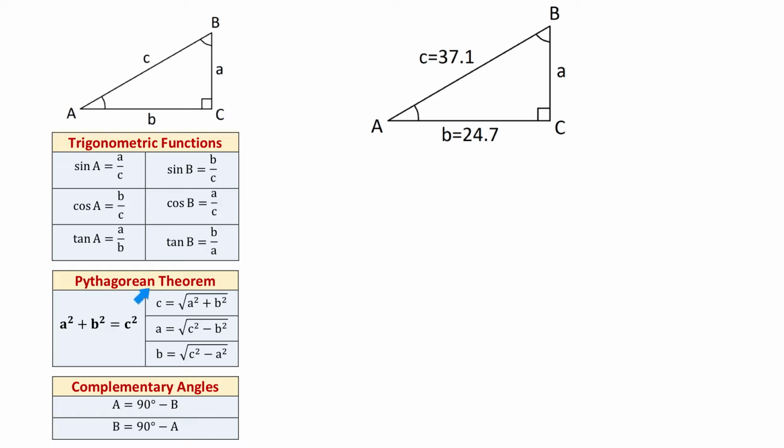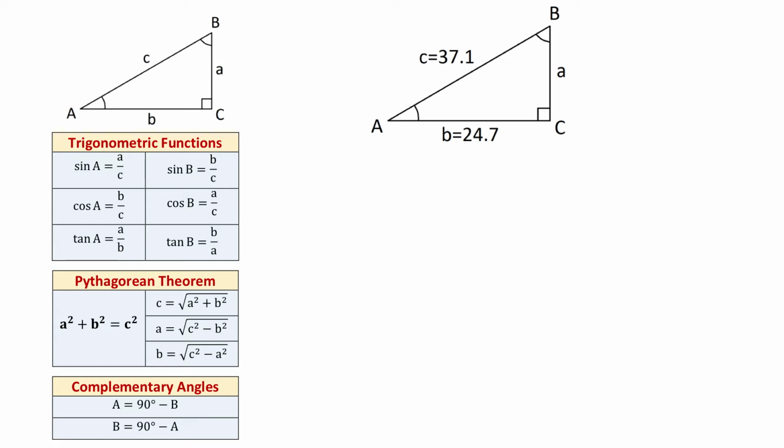Below we have the Pythagorean Theorem, and that is the sum of the squares of the legs equals the square of the hypotenuse. We can use this formula if we are given two sides of a right triangle and we want to find the third side. To find the hypotenuse C, the formula is C equals square root of A squared plus B squared. To find side A, the formula is square root of C squared minus B squared, and to find side B, the formula is square root of C squared minus A squared.